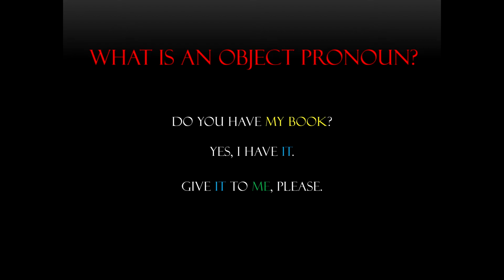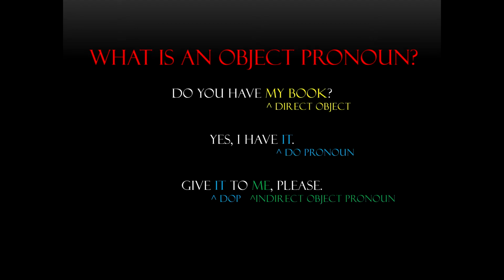Look at this example sentence. Do you have my book? Yes, I have it. That's your direct object. Give it to me, please. That would be giving the direct object to the indirect object. Do you have my book? As you can see, "my book" is the direct object. "It" is the pronoun, and the direct and indirect object pronouns are in the sentence together.